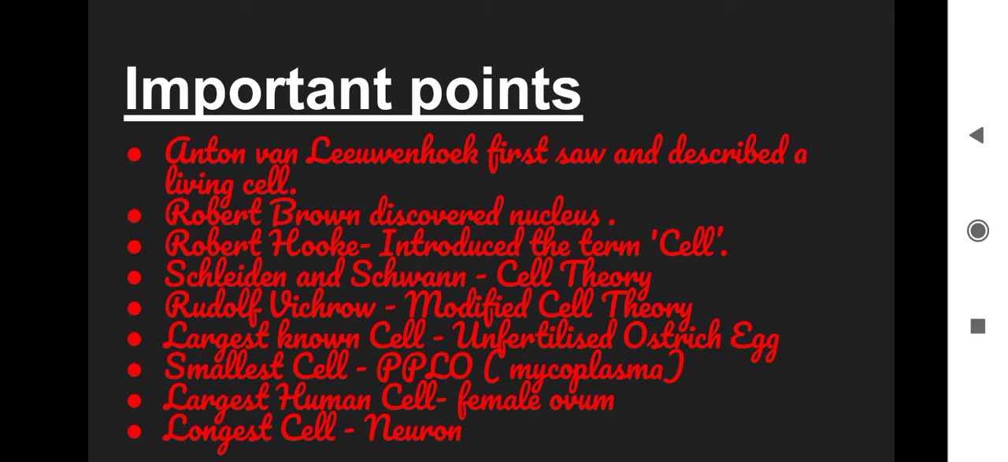The largest known cell is the unfertilized ostrich egg, and the smallest cell is PPLO, Mycoplasma. The full form of PPLO is pleuropneumonia-like organism. The largest human cell is the female ovum, and the longest cell is the neuron.